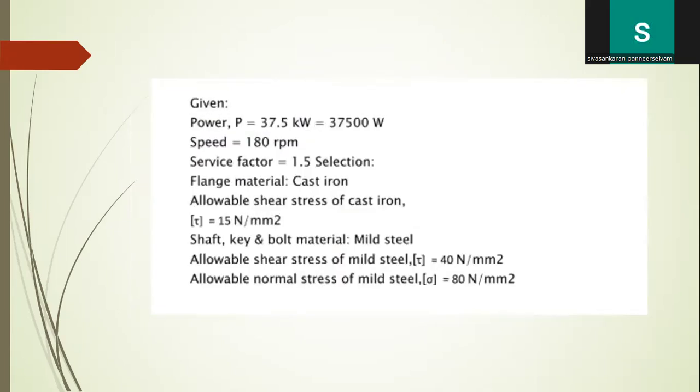So the given data: the power transmitted by the shaft, then the maximum speed of rotation, then the service factor. The flange material is considered to be cast iron. The allowable shear stress, that is the design stress for cast iron, is 50 Newton per mm square. Shaft, keyway and bolt material is made of mild steel. Allowable shear stress for mild steel is 40 Newton per mm square. Allowable normal stress of mild steel is 80 Newton per mm square. So these are the various design factors we are going to consider during the calculation part.